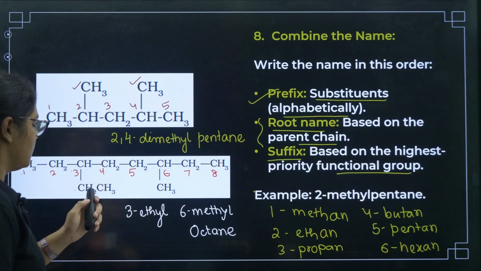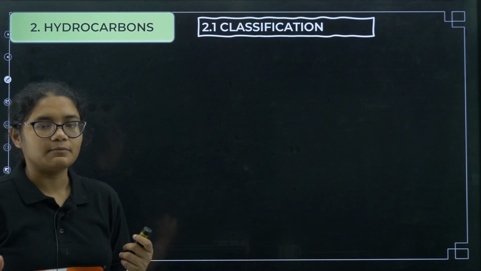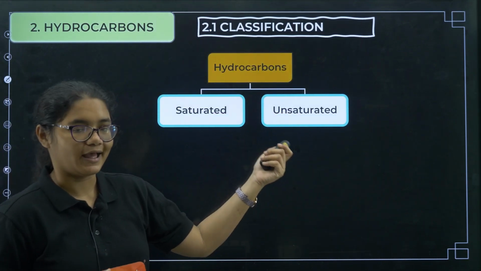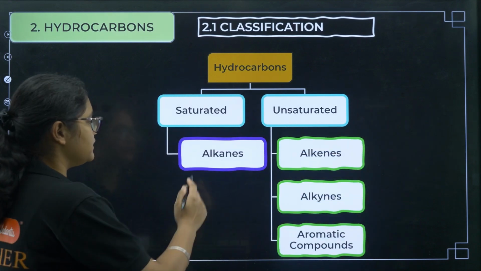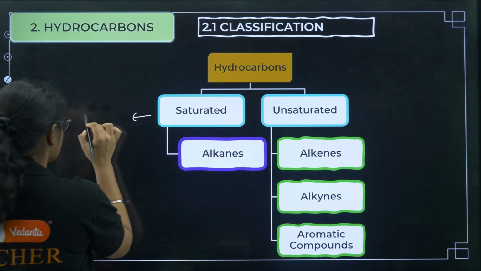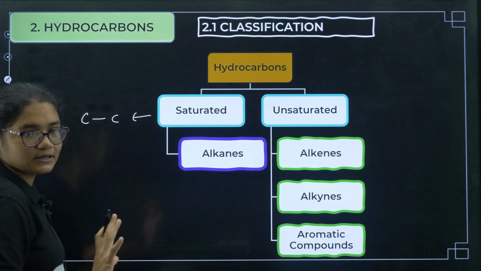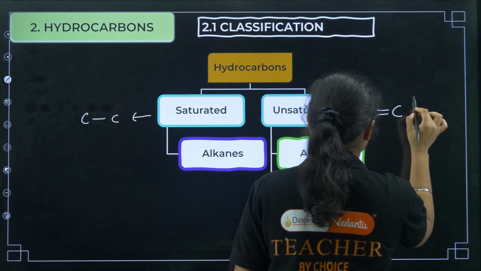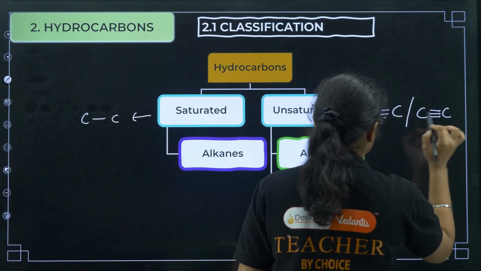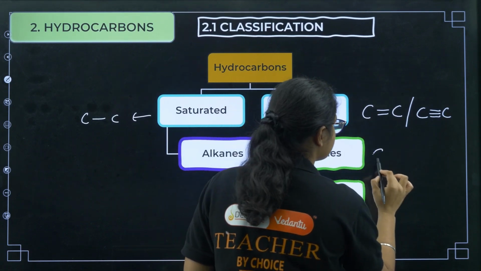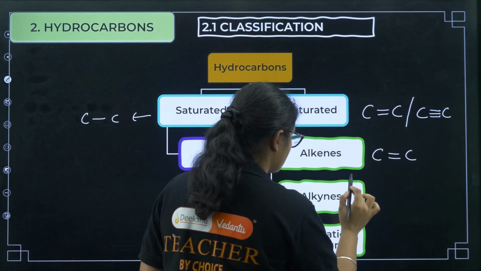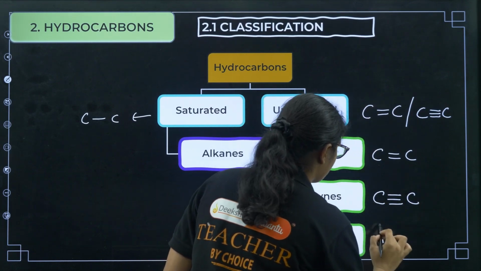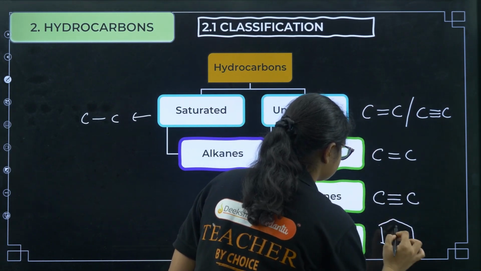Okay, fine. Now let us go to hydrocarbons, their classification. So hydrocarbons are of two types. One is saturated and the other unsaturated. Saturated means alkanes, that means between carbon carbon there is only a single bond, and unsaturated means between carbon carbon there can be a double bond or a triple bond. Now alkenes are those where in the carbon carbon you have a double bond, and alkynes are those where you have a triple bond. And aromatic compounds are like benzenes.